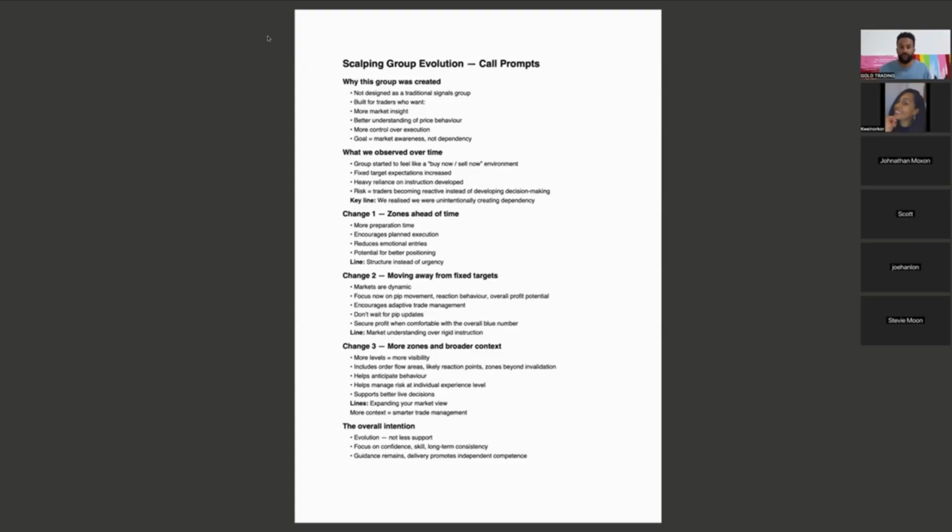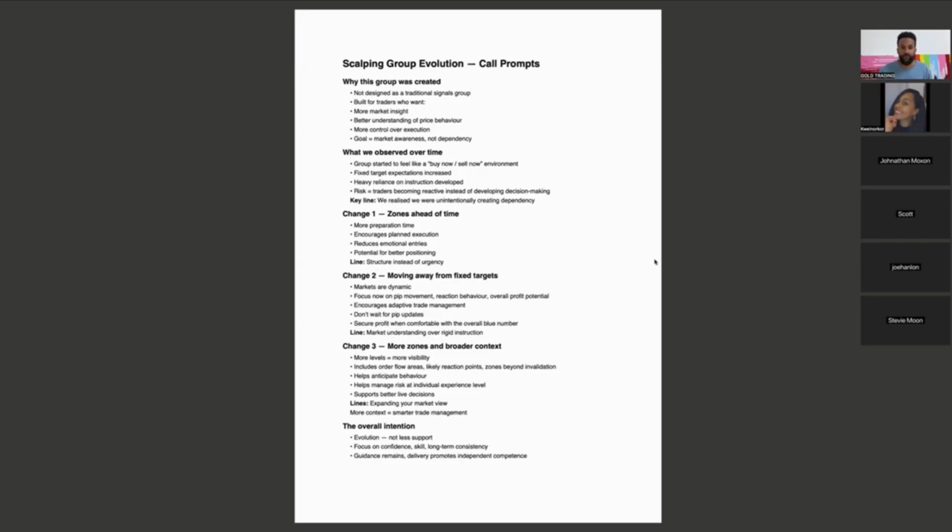As you guys will know, we have one group where the signals go. The signals are XAU USD buy now, they have TP 1 to 5 and they have a stop loss. Those are signals. This is the scalping group, otherwise known as the analysis or zones group. So this group was not designed as a traditional signals group.